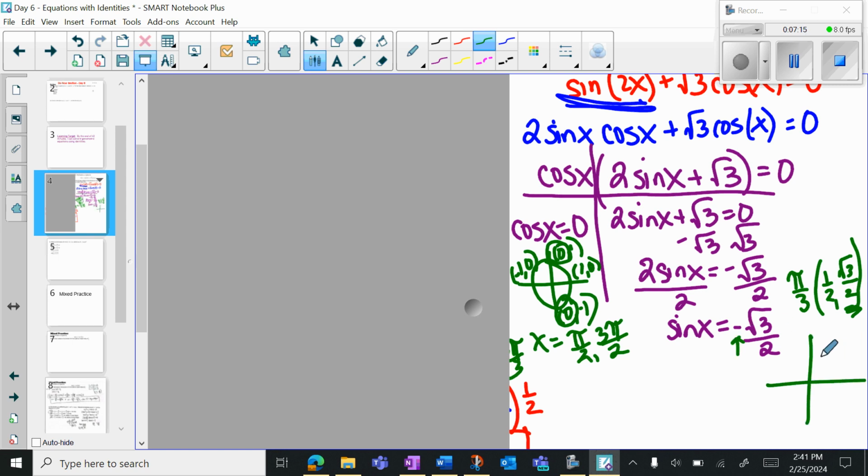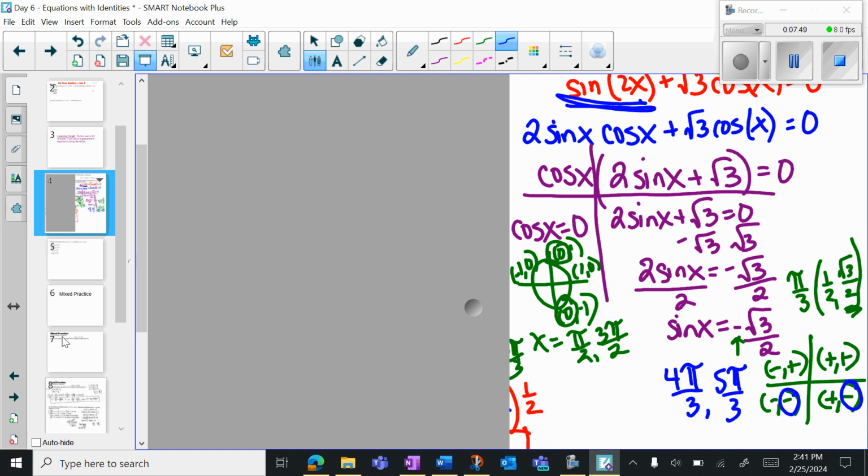So again, if we draw out our quadrants: positive, positive; negative, positive; negative, negative; positive, negative. So where am I negative? Well, I'm negative in the third quadrant and in the fourth quadrant. So again, using pi over 3 as my reference angle, my third quadrant is going to be 4 pi over 3, and my fourth quadrant is going to be 5 pi over 3.